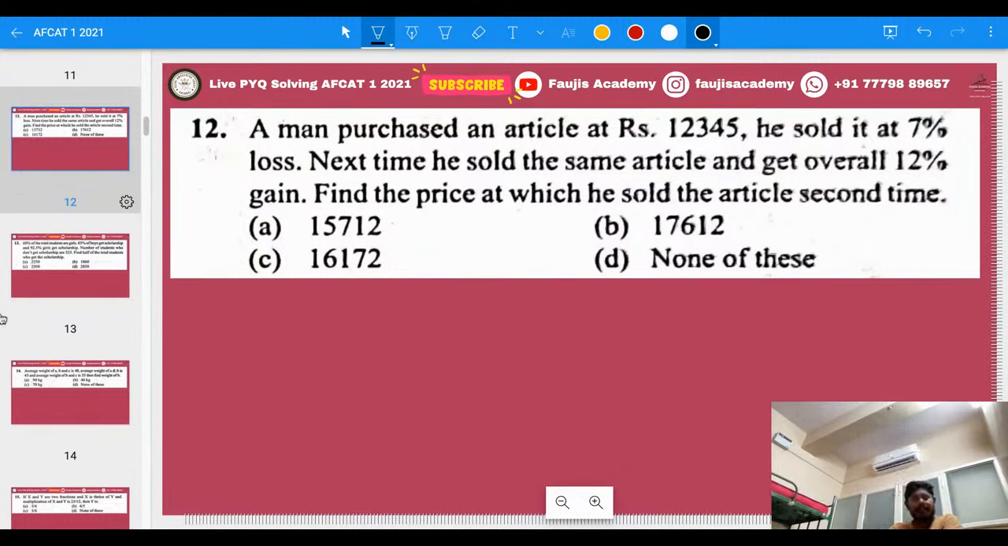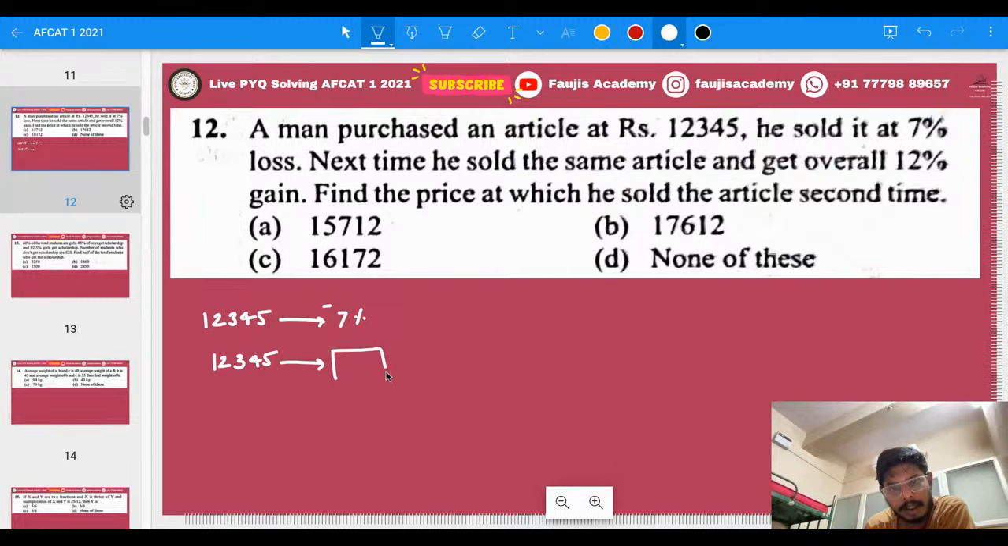The question says a man purchased an article at 12,345 rupees, and he sold it at a 7% loss. Okay, 7% loss. And the next time he again sold it in such a way that overall he is getting 12% profit. Okay, overall he is getting 12% profit.